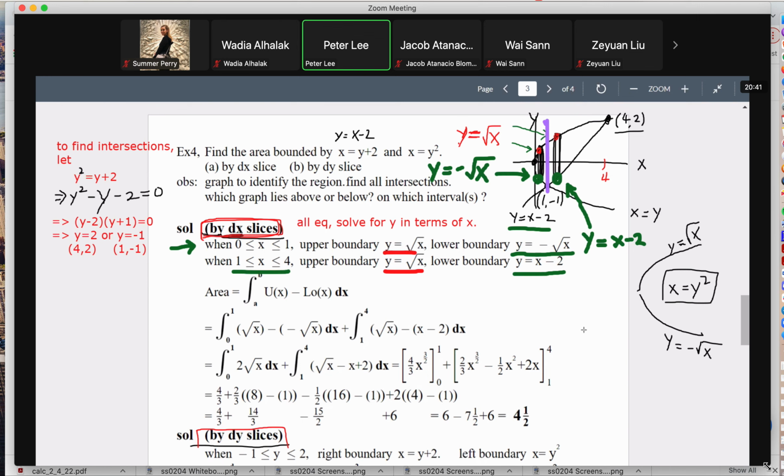We're not splitting because there's a corner at the bottom there. It doesn't matter how it looks. But we have two different equations.